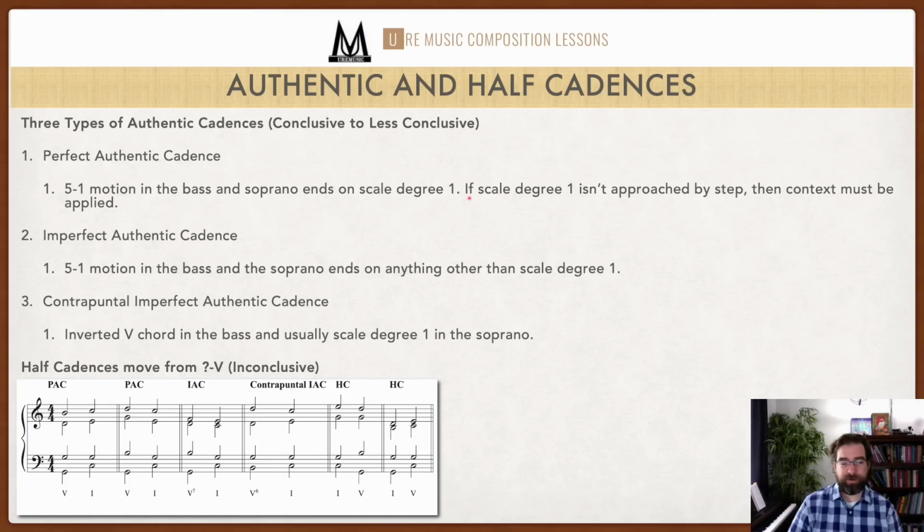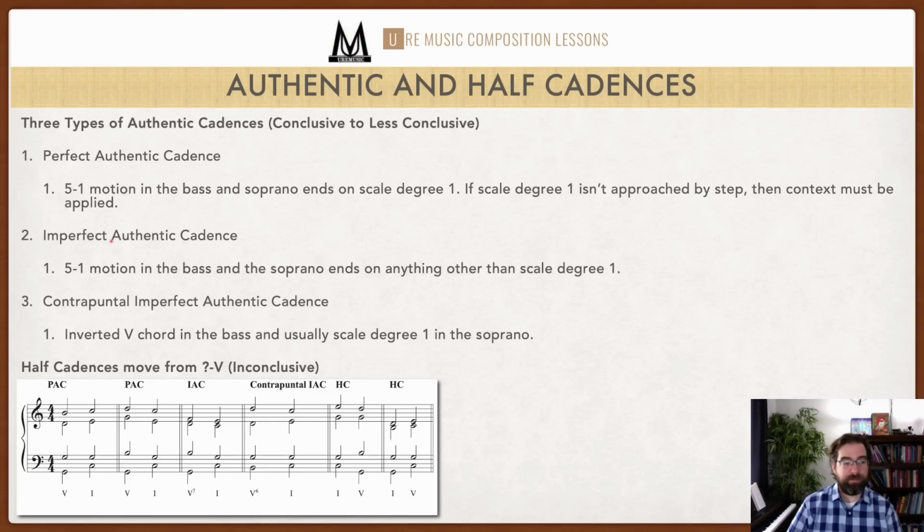The important thing about the perfect authentic cadence is that if scale degree 1 isn't approached by step, then you have to apply some context to determine whether or not it's a perfect authentic cadence. There are a few instances where Mozart will have a half beat break between the 7th scale degree and the 1st scale degree in the soprano. Some theorists will argue, is it really a perfect authentic cadence if it doesn't connect directly into the 1 chord? It just depends on how you hear it. So it's very important to also listen to the melody. If it sounds like the phrase comes to a close, then you could probably justify calling it a perfect authentic cadence.